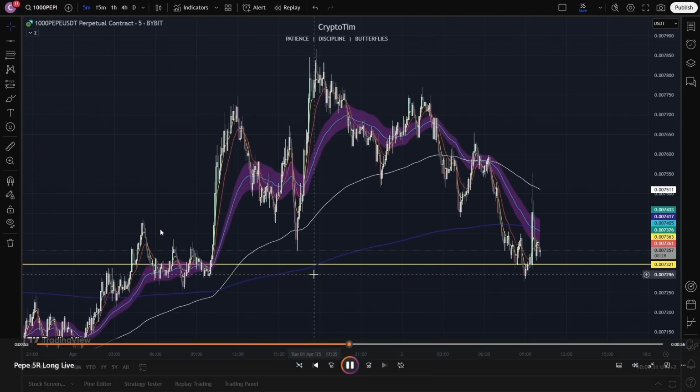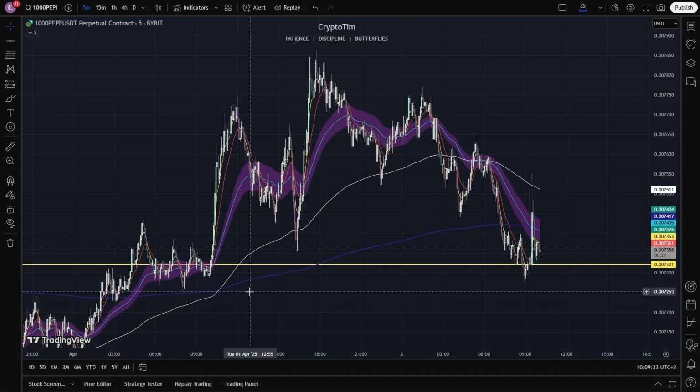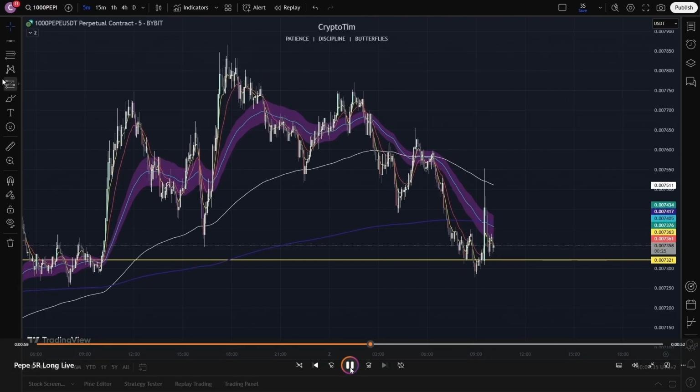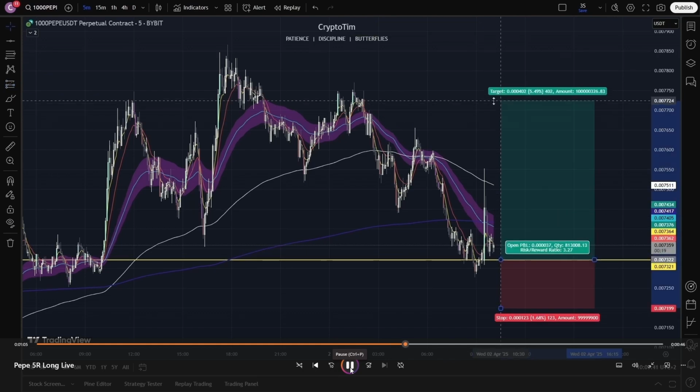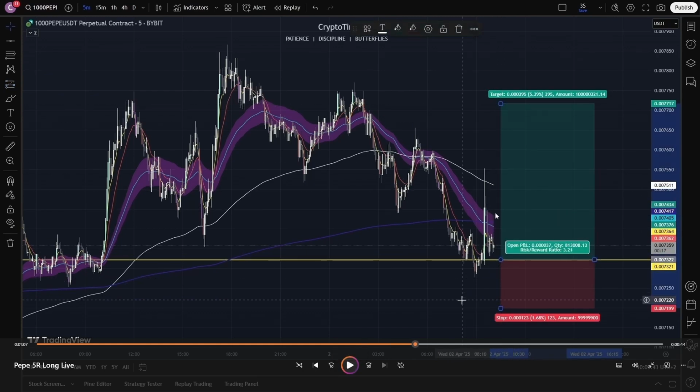Now checking into this consolidation zone right here. We are looking for a long setup, so we take our long tool. We look for a vector candle recovery. In this case, it's this red one right here.